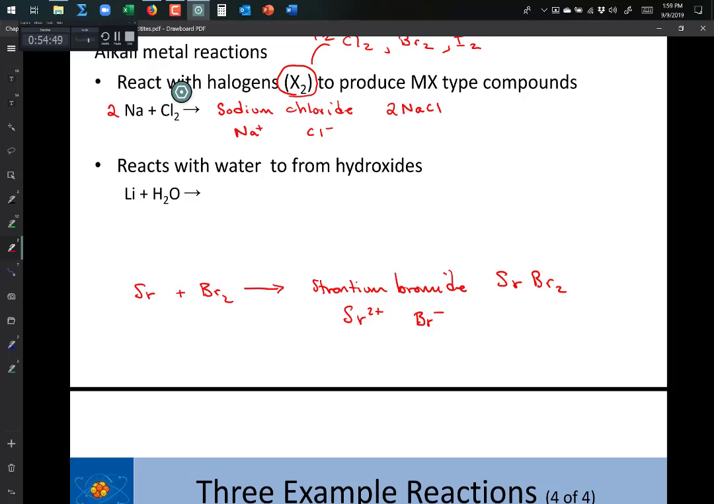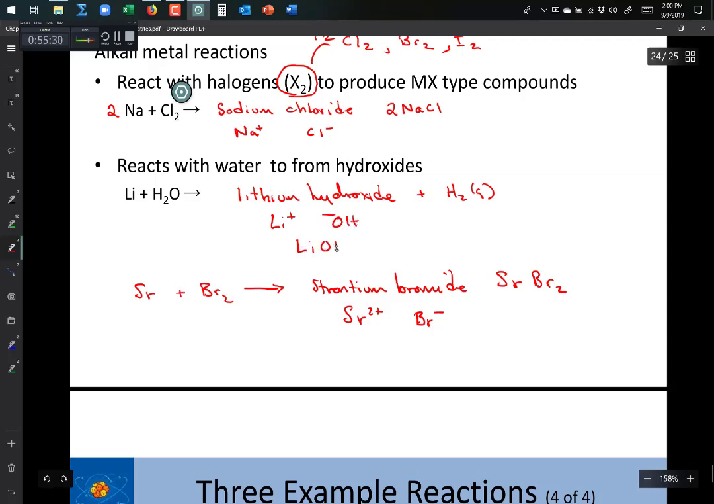Lithium, or alkali metal reactions in general. Alkali metals are group 1, okay? In general, they will produce hydroxides and hydrogen gas. So you end up with lithium hydroxide and hydrogen gas. Those are the two products. But again, if you know it's going to be the hydroxide, you just take the name and write the formula from it. Lithium is Li plus, hydroxide is OH minus, so my formula is just LiOH.